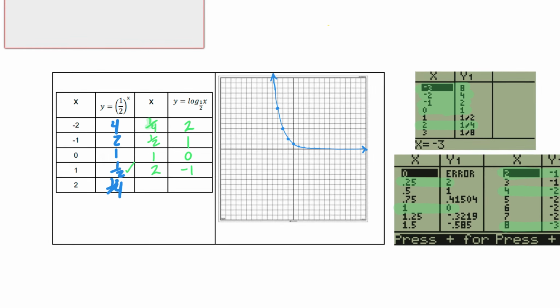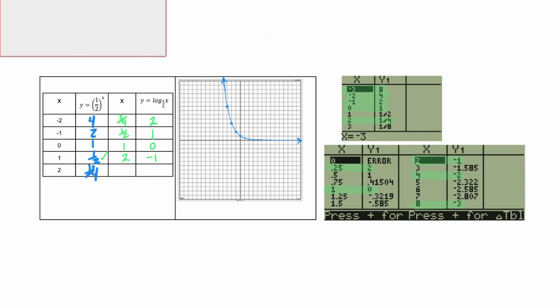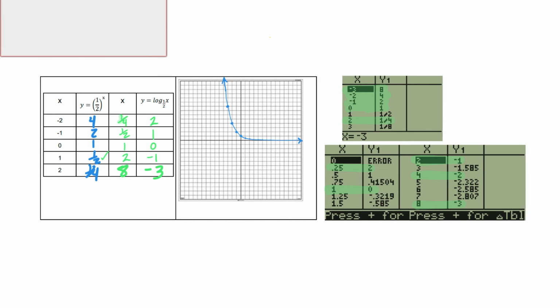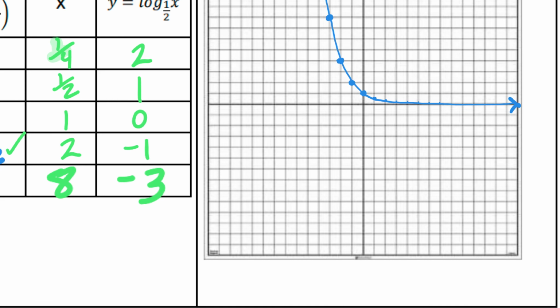And I'm actually going to graph the one that's a little further down the list. It's going to help me graph. And that was the ordered pair 8, -3. So now that I have my ordered pairs, I'm going to take this to a graph. We have an ordered pair, 1/4, 2, 1/2, 1, and then the most important one, 1, 0. Then we're at 2, -1, and then lastly we're at 8, -3.